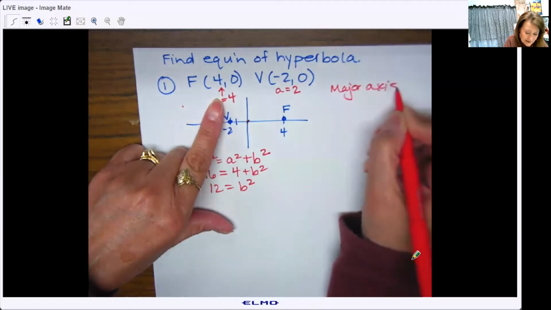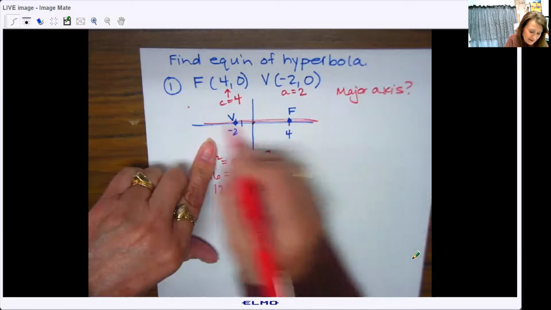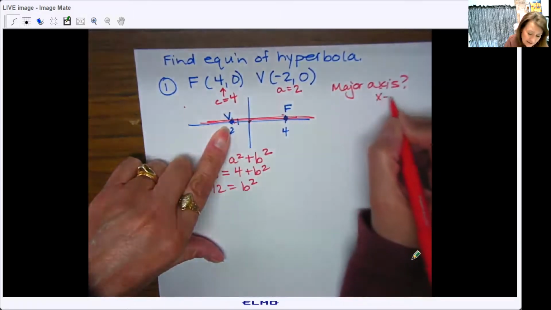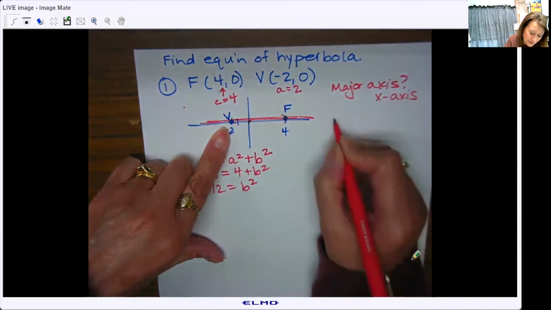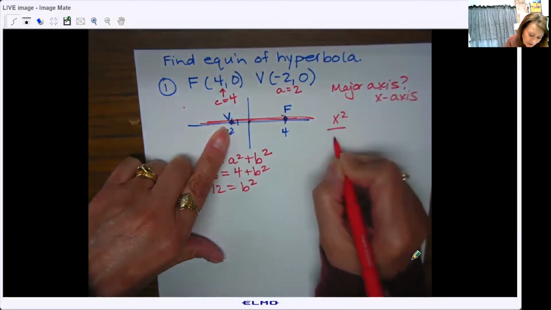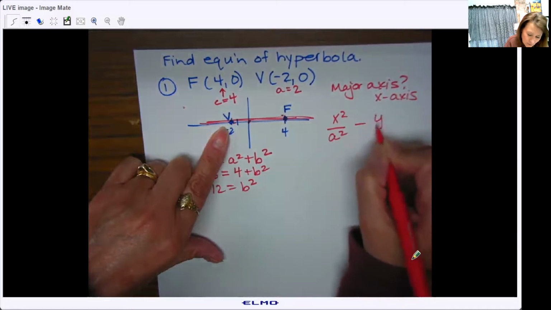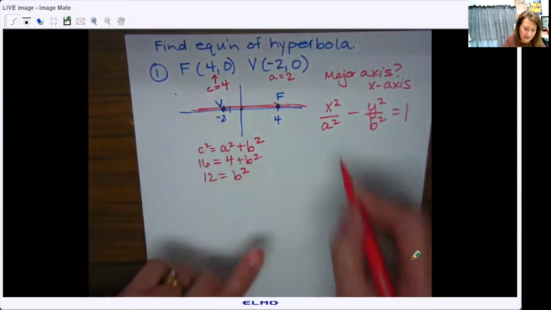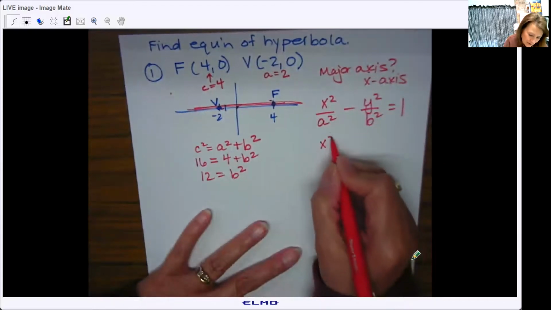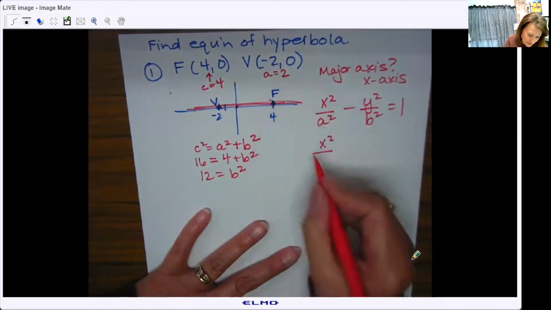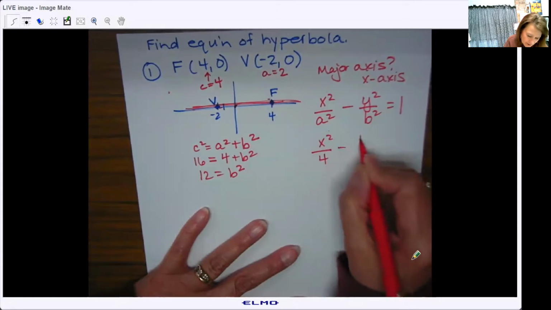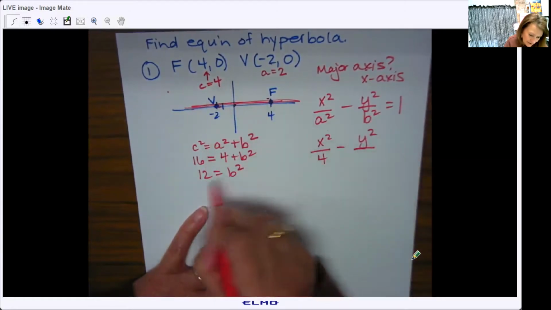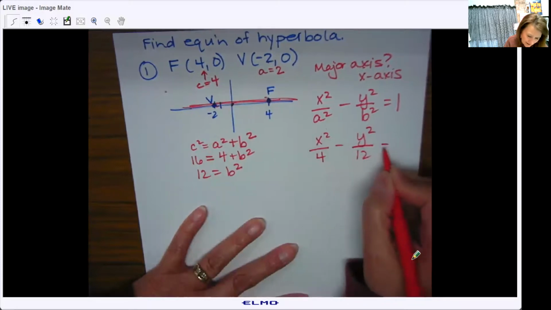Where's the major axis? It's going to be the x-axis because that's where the vertex and the focus are. So the major axis is the x-axis. So we are looking for an equation that's x squared over a squared minus y squared over b squared equals 1. And we know a and b. So we've got x squared over a squared, that'd be 4, minus y squared over b squared. Well, b squared is 12. We already have b squared is 12 equals 1.